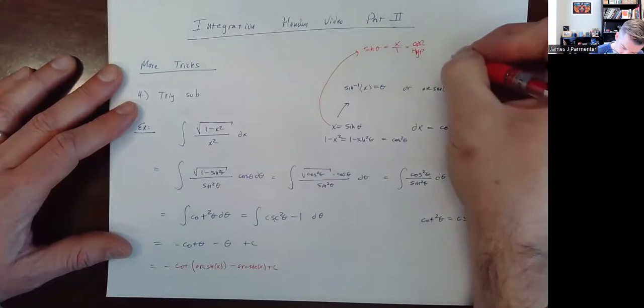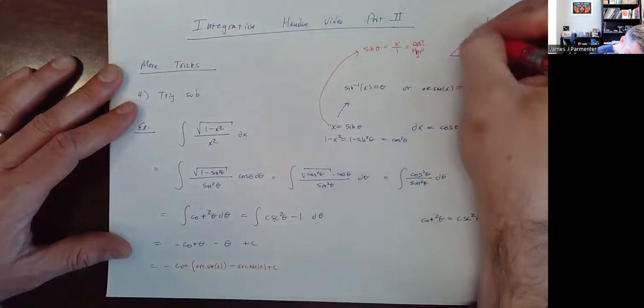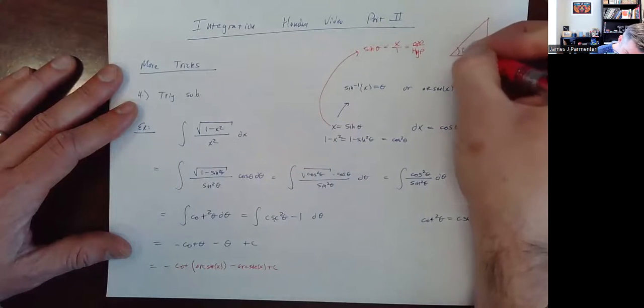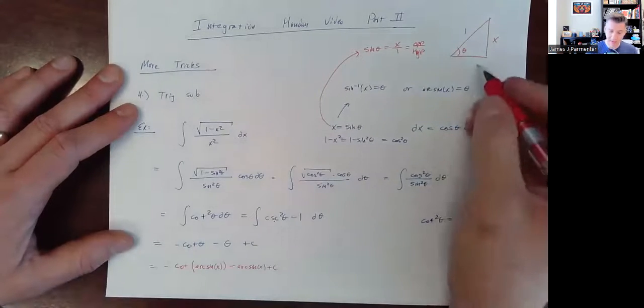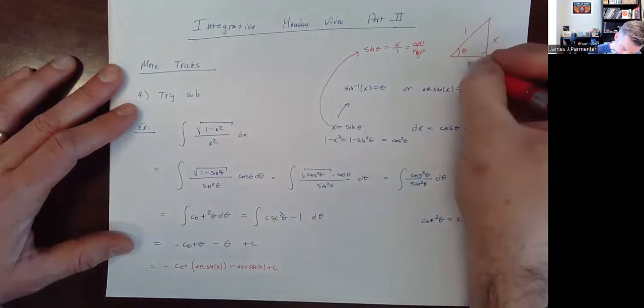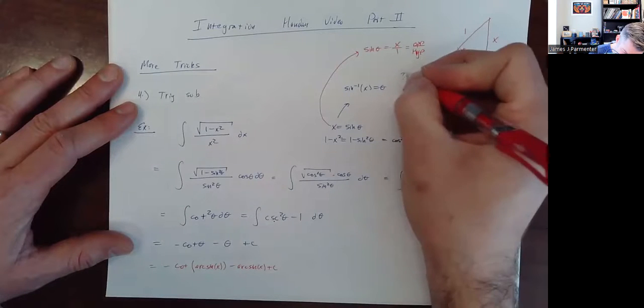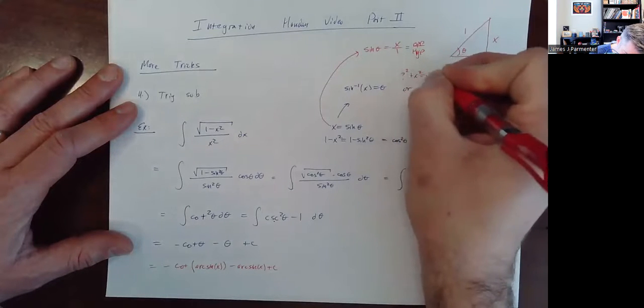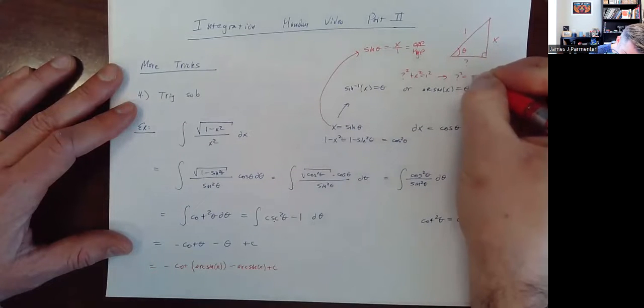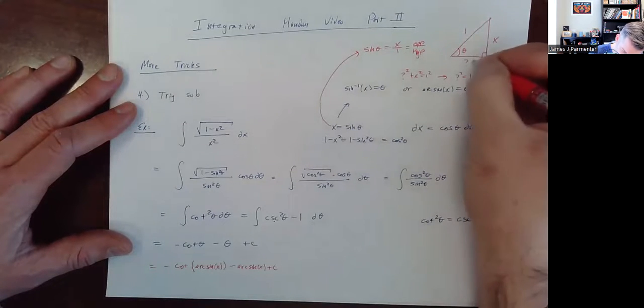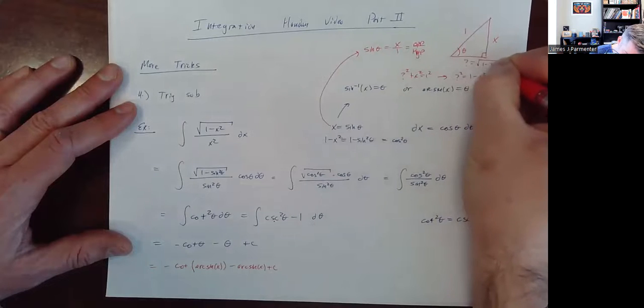So I'm going to draw a triangle where my angle is theta, and sine of theta is the opposite over the hypotenuse. And I can use the Pythagorean theorem to find this third side here. I can see the question mark squared plus x squared equals 1 squared. So I'm going to get that the question mark squared is equal to 1 minus x squared, and the question mark is going to be the square root of 1 minus x squared.